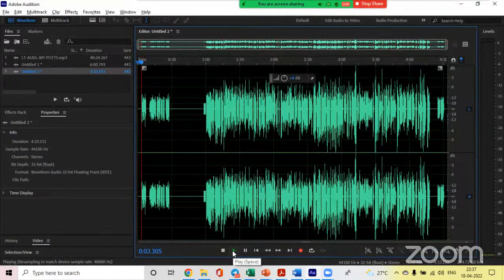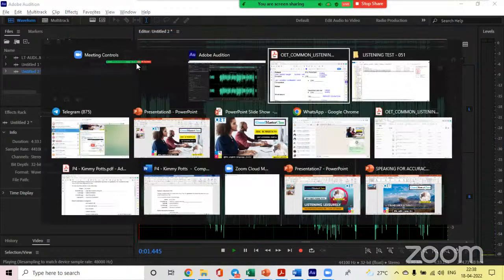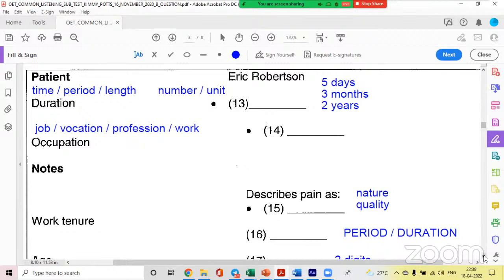Extract 2, questions 13 to 24. You hear a physiotherapist talking to a patient, Eric Robertson. For questions 13 to 24, complete the notes with a word or short phrase. You now have 30 seconds to look at the notes.